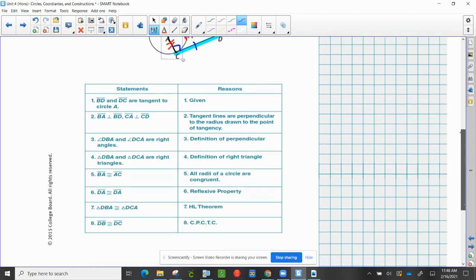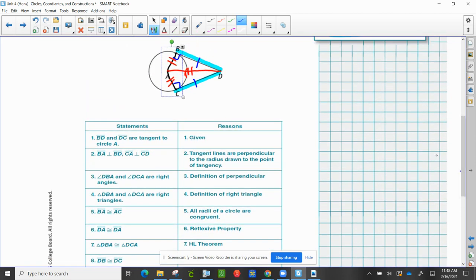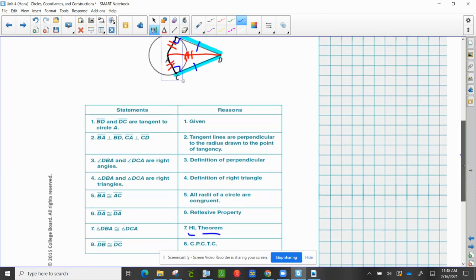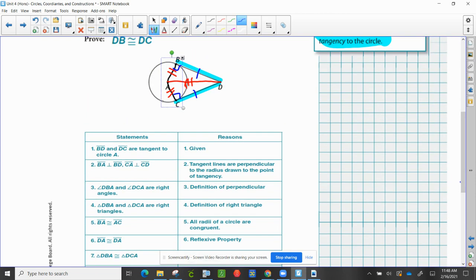Now we can prove that those two triangles here are congruent by using our HL theorem, hypotenuse leg, which we haven't used in a while. But remember, in hypotenuse leg, if we know the hypotenuse and one leg of our right triangle are congruent, then we can prove triangle congruence. So then by CPCTC, we can prove that those tangent segments are actually congruent to each other. So we're going to use this to solve some problems on the next page.